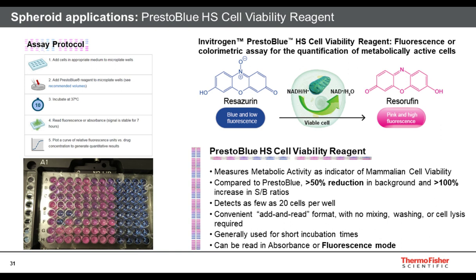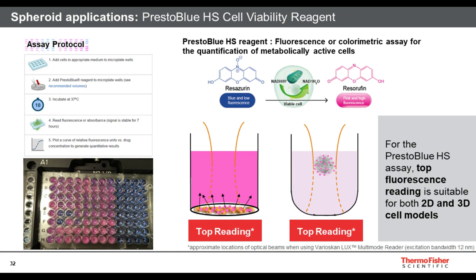Now, the main component within PrestoBlue HS is resazurin, which gets reduced to fluorescent resorufin in the presence of viable living cells. Because PrestoBlue HS is a solution-based assay and the resorufin product gets released into the solution, a top reading is preferred for both monolayer and spheroids of cells. Top reading is best for homogeneous solutions in this fluorescence mode, as mentioned by Adyary earlier in this presentation.